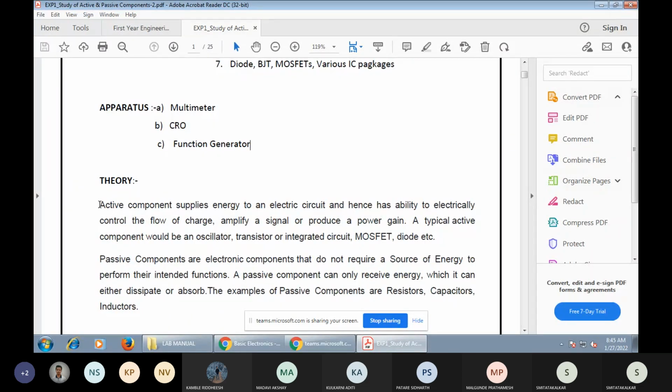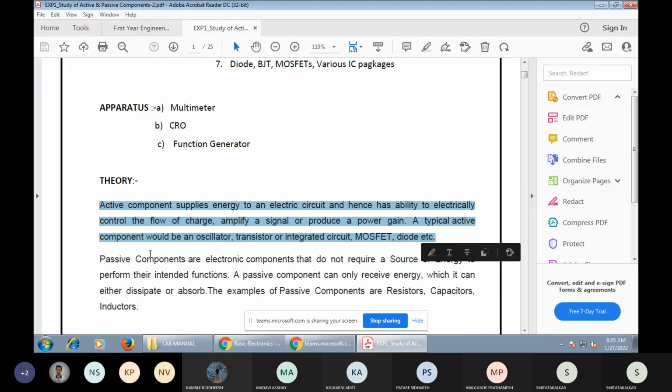Here is the theory of active components. Active components we can use for active electrical or electronic devices. We produce a signal through amplification, amplify the signal and it produces a gain. That's why active components are most commonly used in electrical and electronic circuitry.